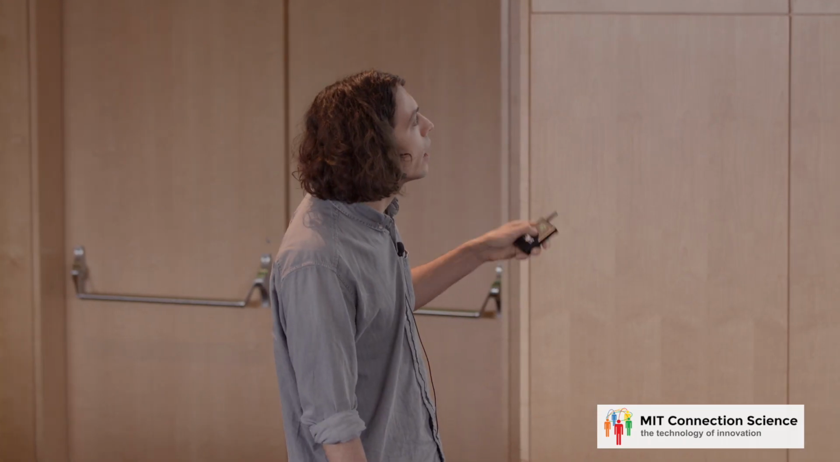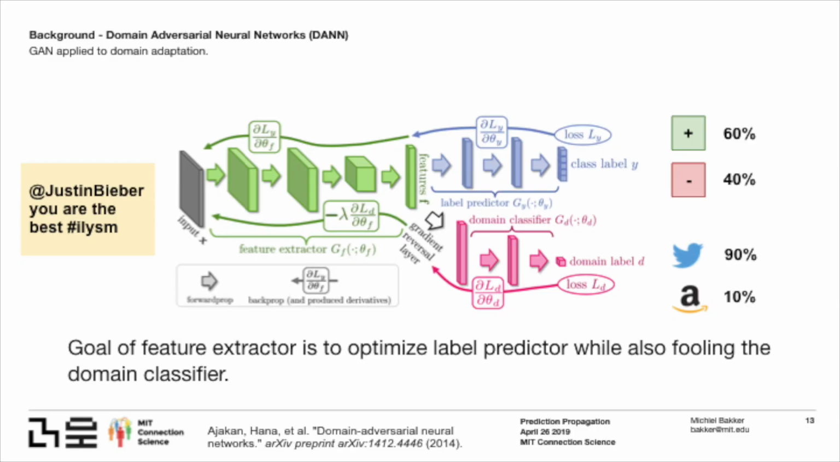Now you might think, okay, why are we doing this? If we now look at Twitter, at "Justin Bieber, you are the best," we will know it's positive, right? But because we've never seen Justin Bieber in the Amazon data set, we've never seen "hashtag I love you so much," we're not very confident, right? And further, we know that this is coming from Twitter.